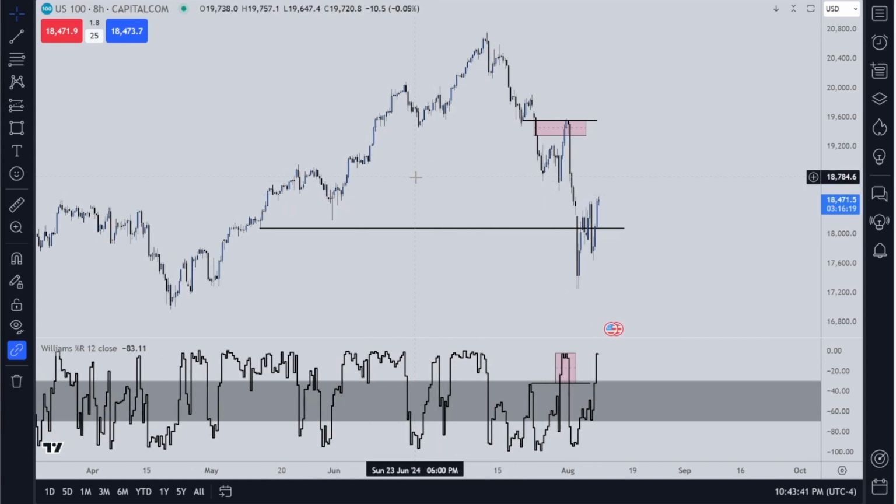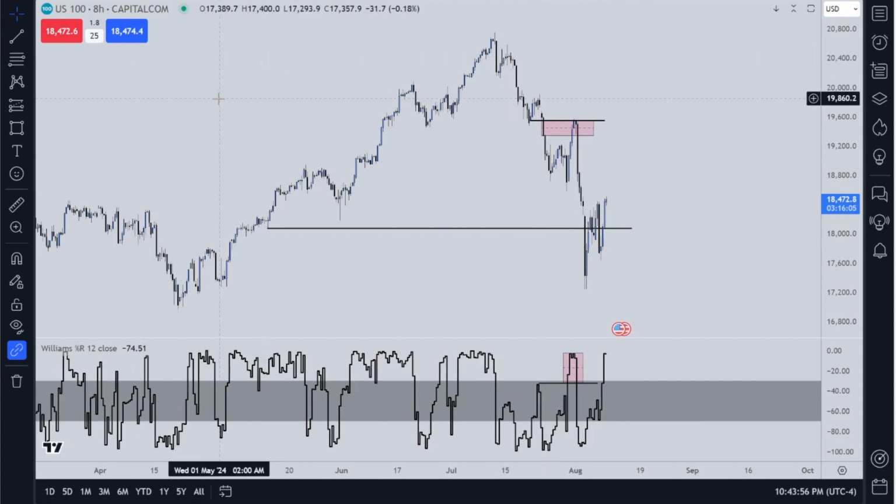Very, very beautiful setup. Okay, very, very beautiful. We also have a balanced price range over here with this breaker. Okay, aiding in our confluence to go short. Beautiful, beautiful price move.